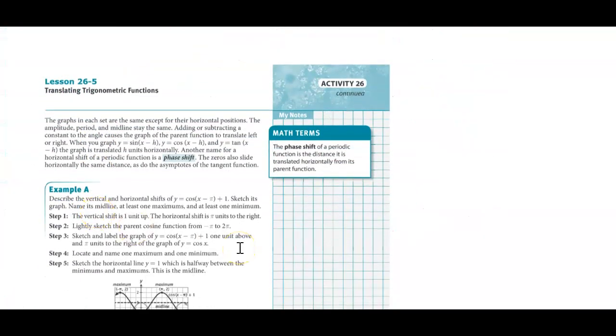But this is the idea of the summary here. Right, H is going to be our phase shift, shifting horizontally, always going opposite the sign.